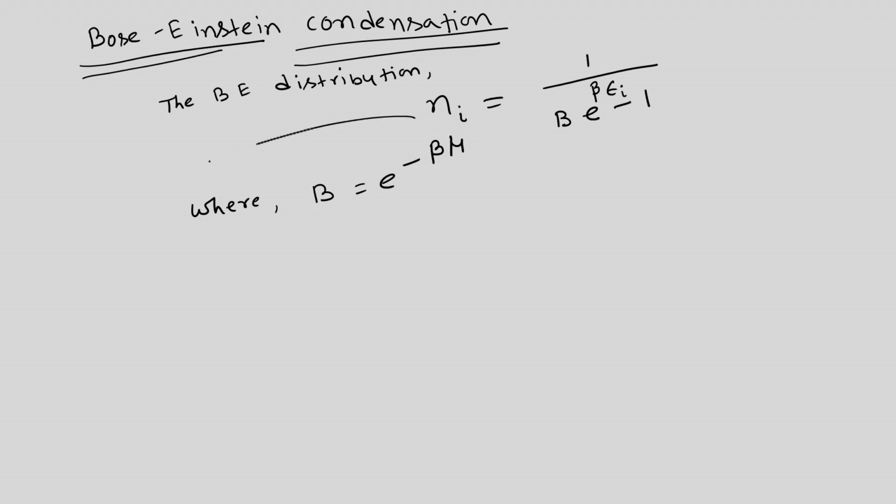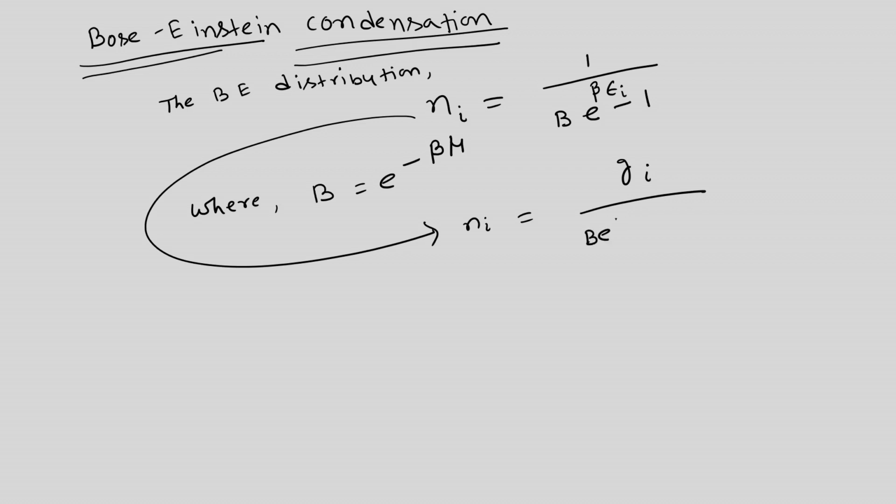When there is degeneracy, we can write Ni is Gi by e to the beta epsilon I minus 1, where Gi is the degeneracy of the ith quantum state.